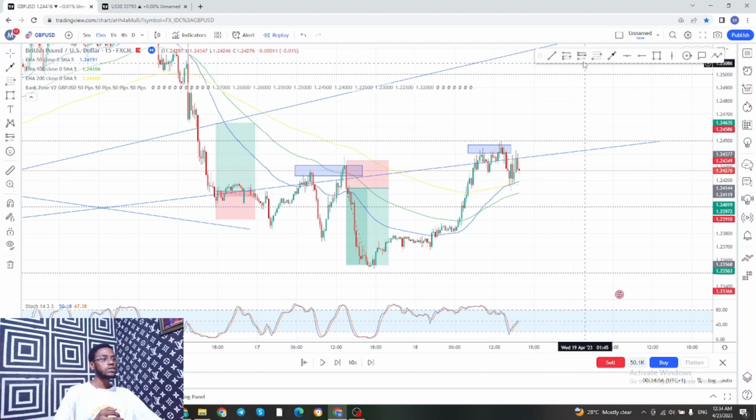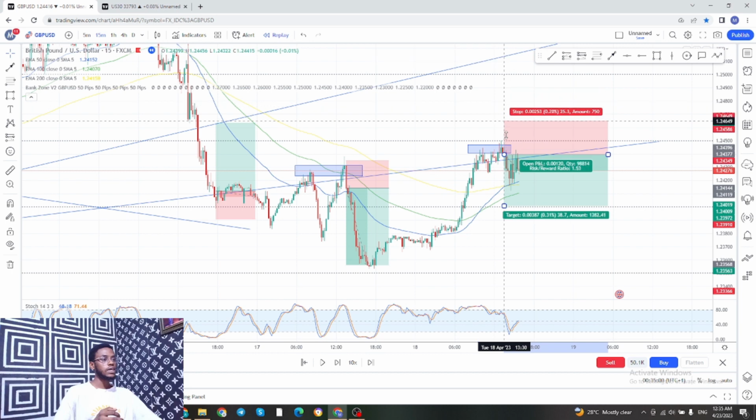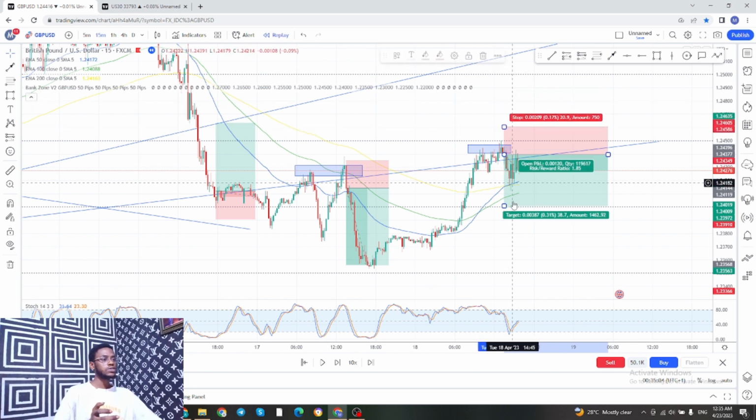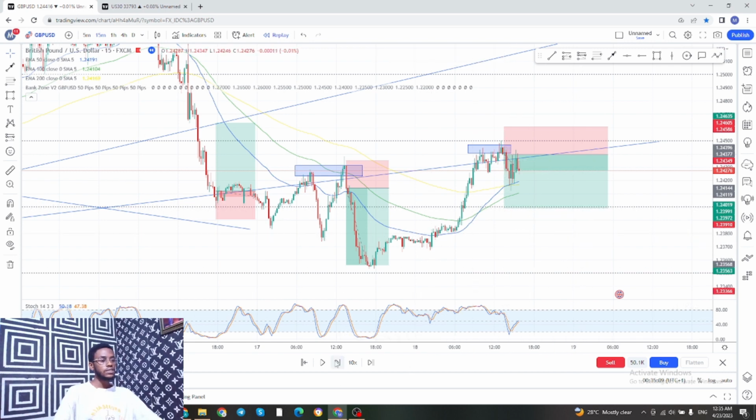And then this is another double top right here, right? So let's say you got in right here, risking 20 pips, and you're aiming for the next bank zone. Let's see what happens, guys.